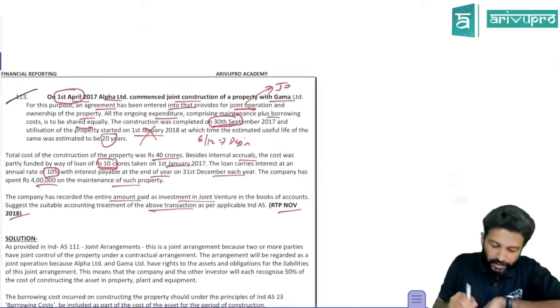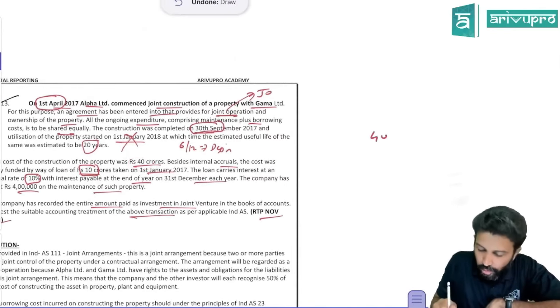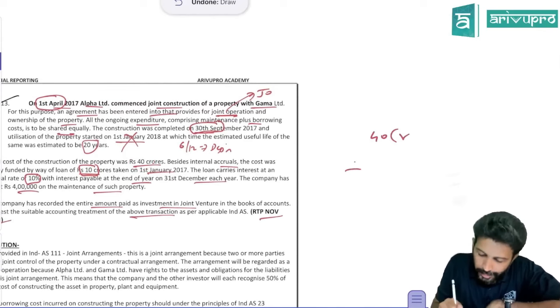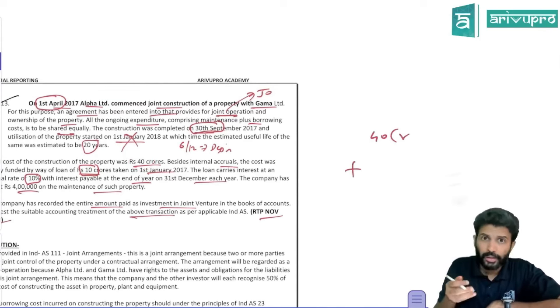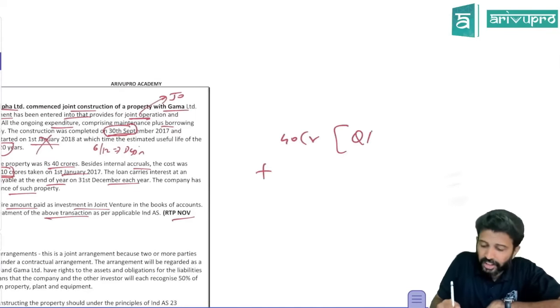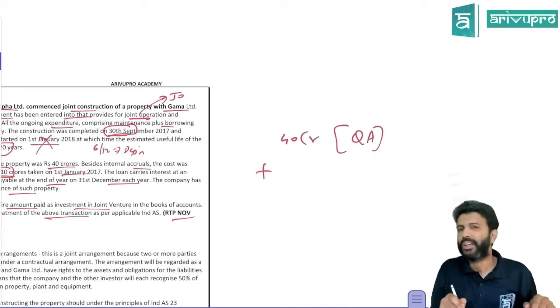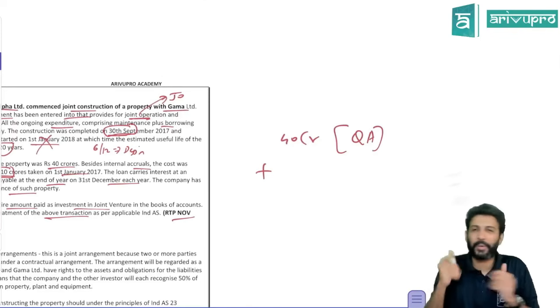Okay. So first, let's find out the value of the property here. You have constructed property worth 40 crore. So that can be added, right? But there is also borrowing cost. You took a loan to construct this property. So this is a qualifying asset. We will be studying this; we have not yet studied it.